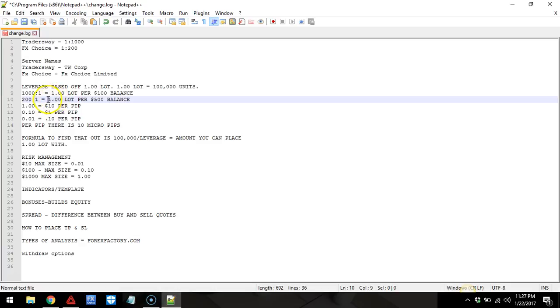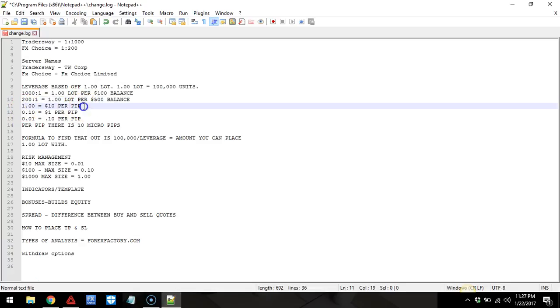Eventually, you get 1 lot per $500 balance, which even still, I don't recommend doing this at all. One lot for $500, especially being newer. I do not recommend it at all. I'm just saying that's what the broker is allowing you to do. That's the leverage they're giving you. So that's what you can place a trade with. With $500, you can take a one lot trade, which is $10 per move. And I'll explain that right now.